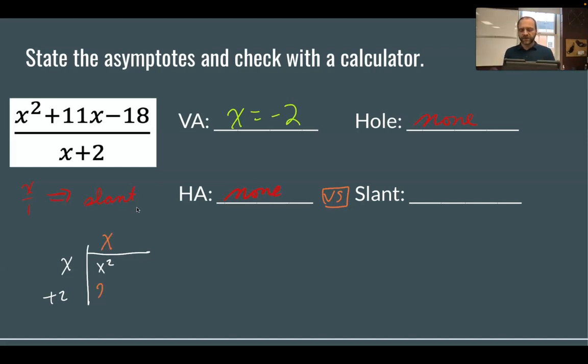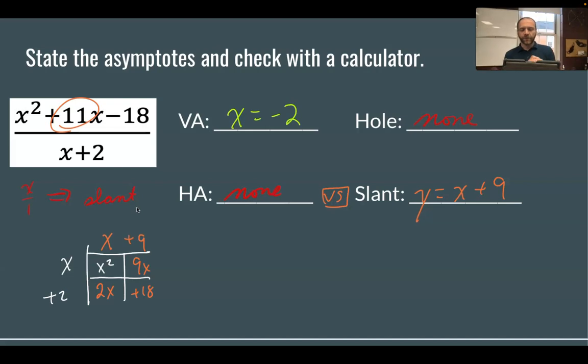x times 2 is a 2x. So let me give myself a little bit of a square. All right, but I don't want 2x, right? I want 11x. So I'm going to need a 9x here. So that's a plus 9. It's a positive 18. Good news is we don't need to worry about a remainder. I have just this, and it is a slant. So it's going to be the equation y equals x plus 9. So there it is. There are the three situations that we were looking at.